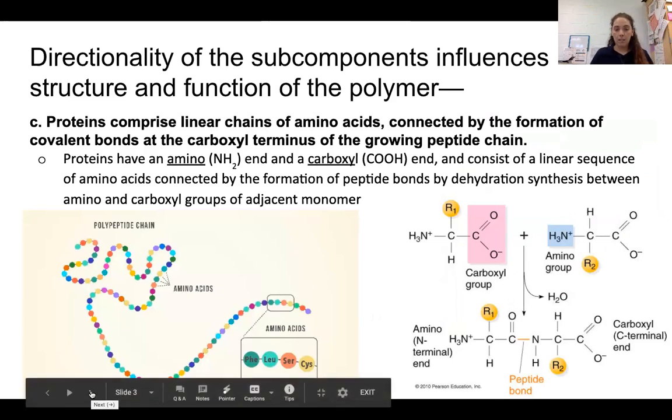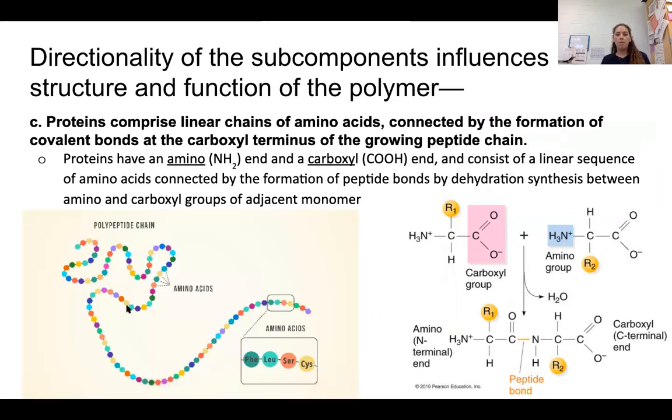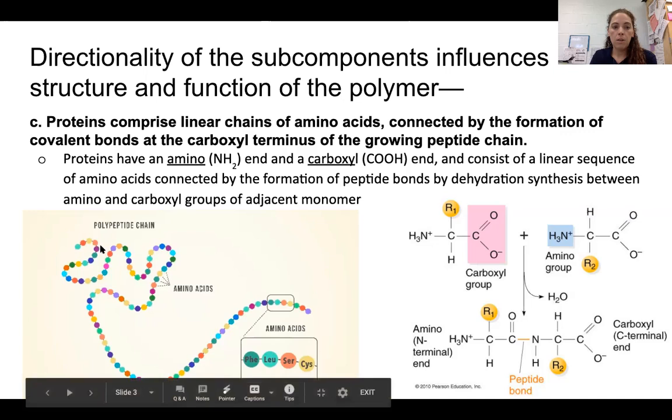Proteins are going to be linear chains of amino acids that are connected by the formation of covalent bonds between the carboxyl group of one and the amino group of the other. In this case, the hydroxyl group gets removed, as well as another hydrogen. We get water. This is an example of dehydration synthesis to form our bond. And so a protein starts as what we call a polypeptide chain, just a long chain of amino acids.